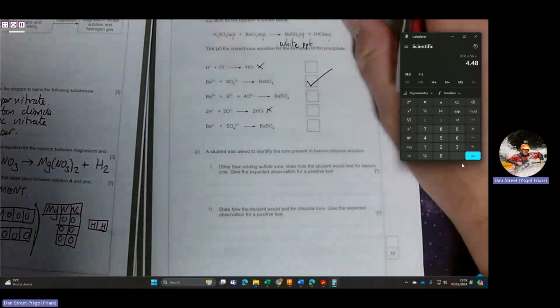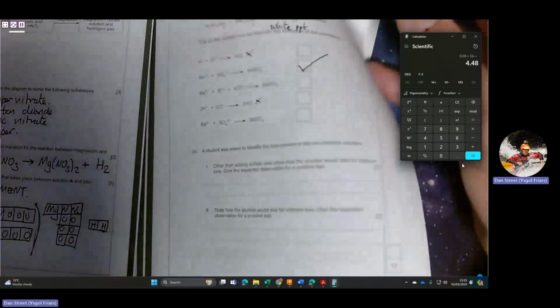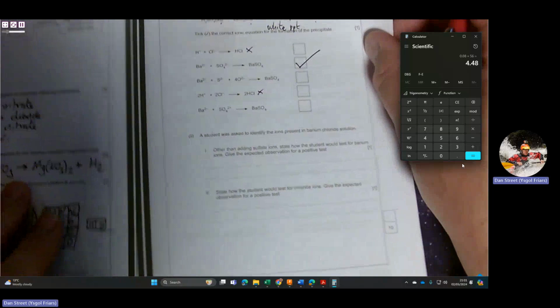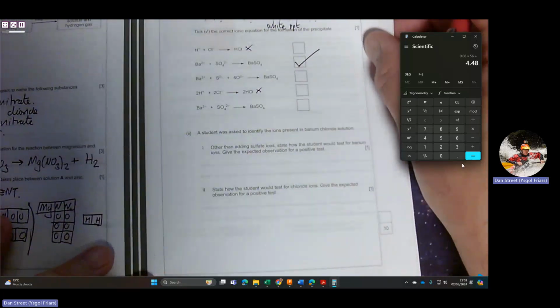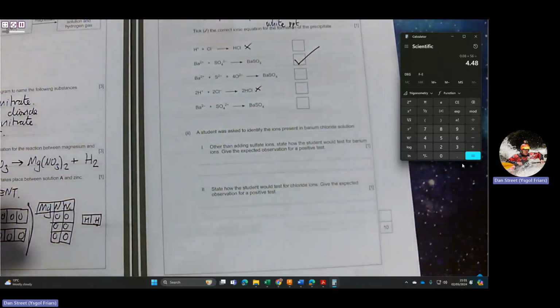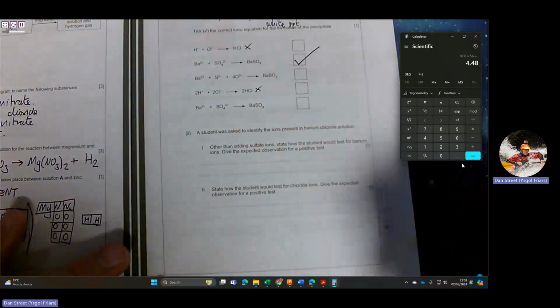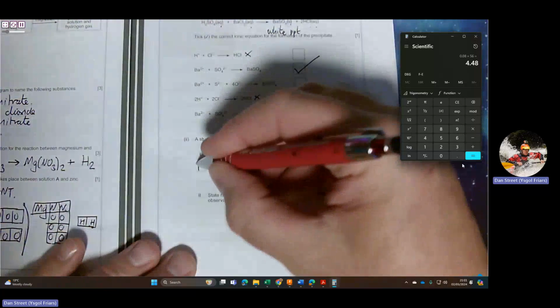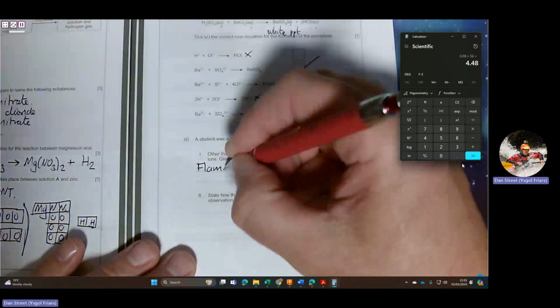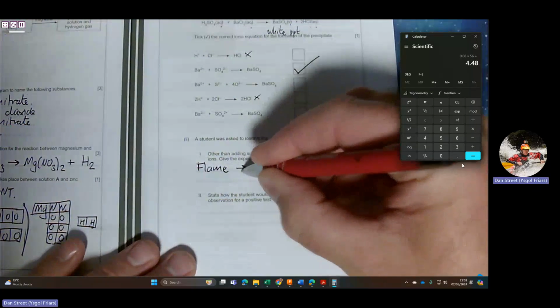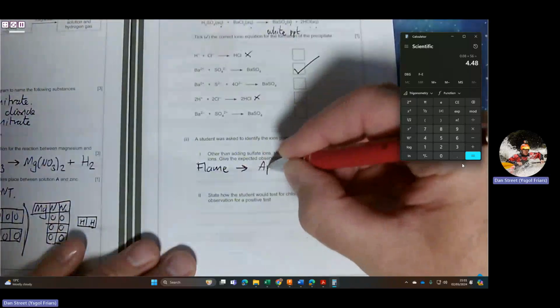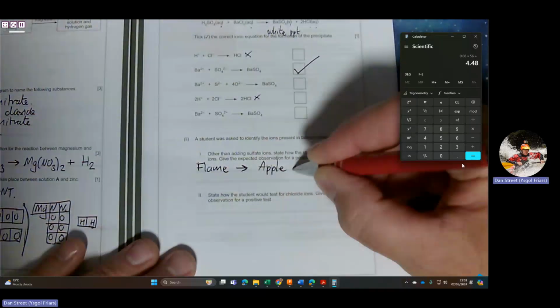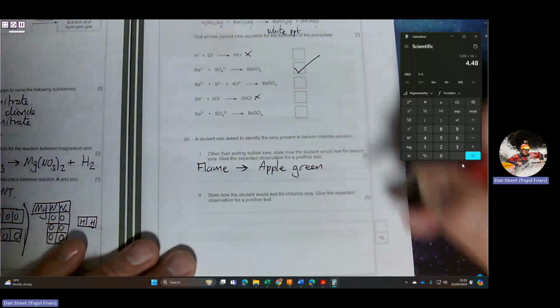So part 2, a student was asked to identify the ions present in barium chloride solution. Other than adding sulfate ions, state how the student could test for the barium ions, and give the expected observation for a positive test. Barium is a metal, and the standard way of testing for metals is a flame test. For barium, the positive result is apple green.